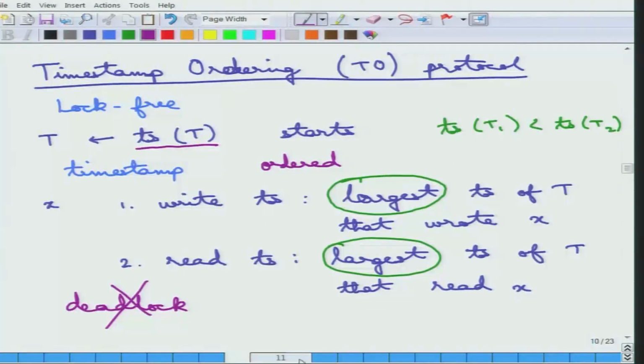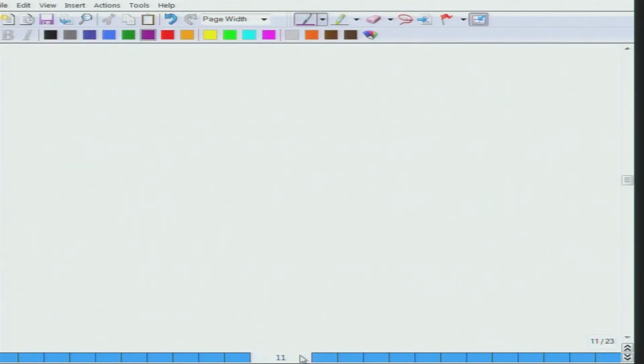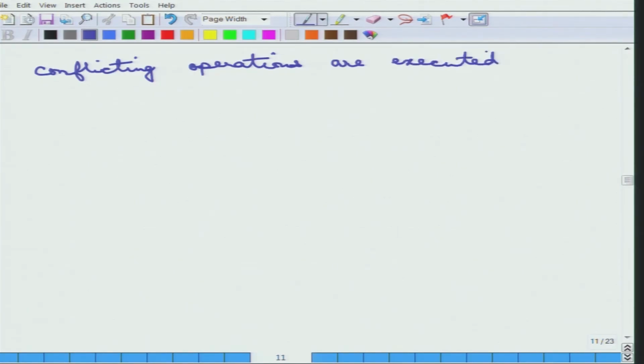Anyway, coming to the actual protocol, the basic philosophy of timestamp ordering is that conflicting operations are executed in timestamp order. So if there are two operations I1 and I2, and I1 has a lower timestamp, then it is executed first, in that particular order. This is the intuition behind the timestamp ordering protocol, and we will go to the details of it next.